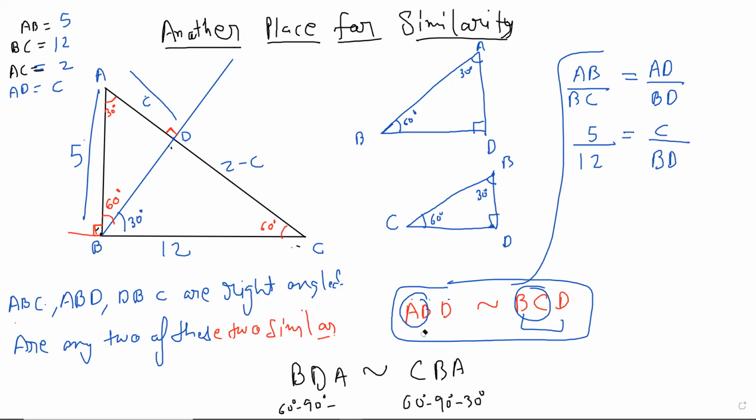Let's write the other ratio that comes out from here. The other ratio is BD and CD. That would be BD and CD. The CD is Z minus C, right?